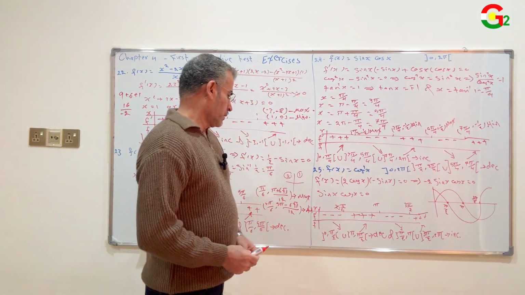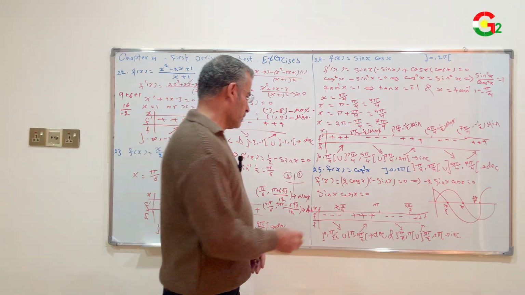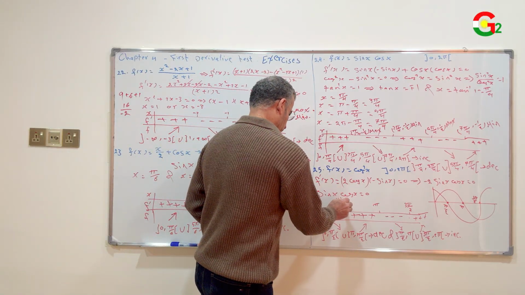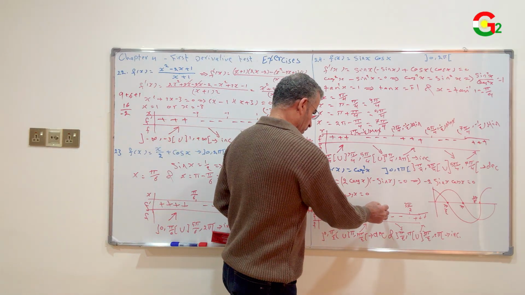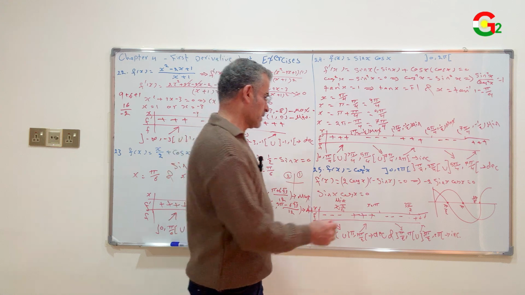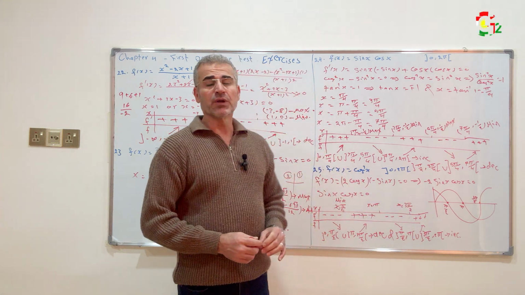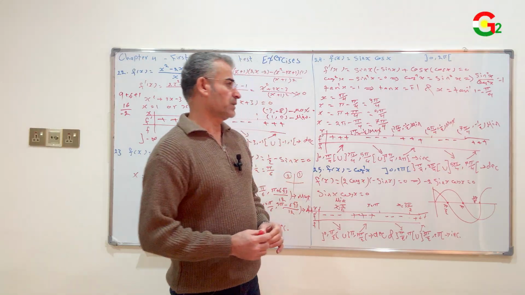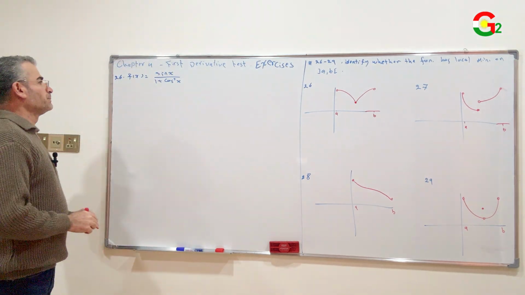The point x equals pi over 2 is a local minimum extremum for this function. X equals pi is a local maximum for this function, and x equals 3 pi over 2 is a local minimum extremum for this function. Question number 26.